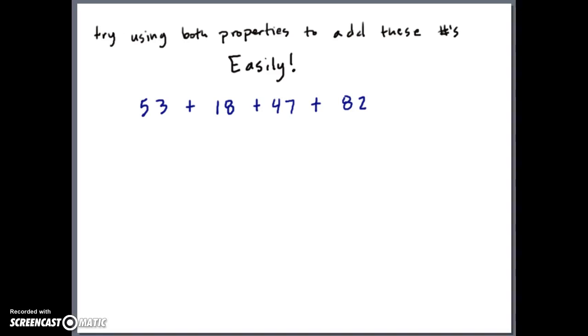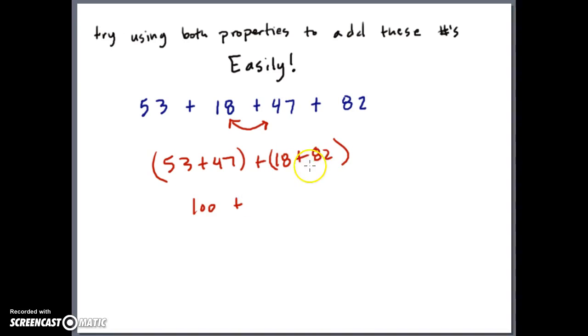Real quickly, let's try to add all of these numbers together using both properties. A very easy way would be to commute first these two terms, and we would get 53 plus 47 plus 18 plus 82. Then to associate these two numbers together, where we now have 53 plus 47, we know that adds up to 100, and we know that 18 plus 82 adds up to 100, and so we know this total is 200. So this is just a way of rearranging terms to make it easier to add.